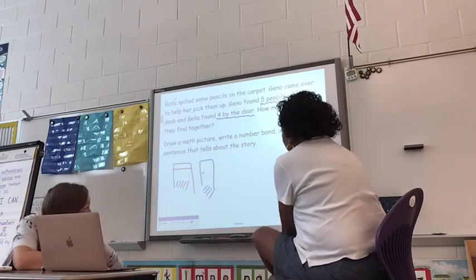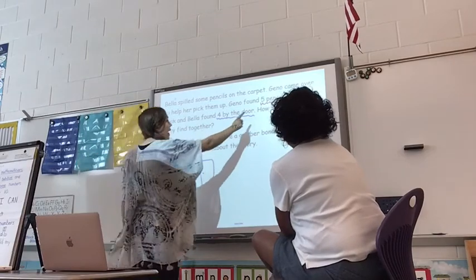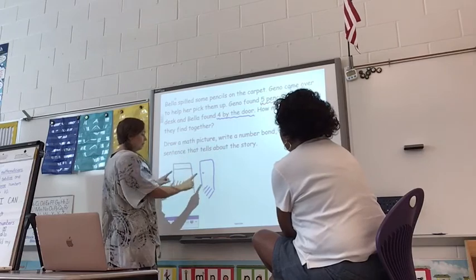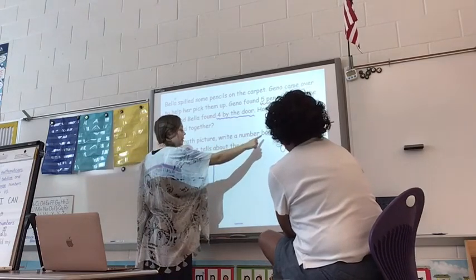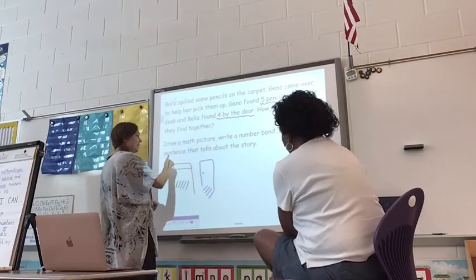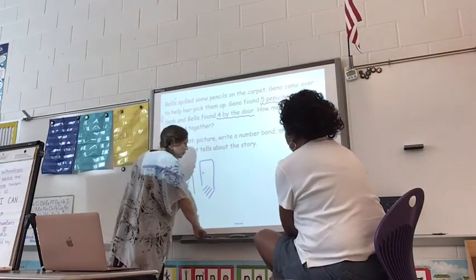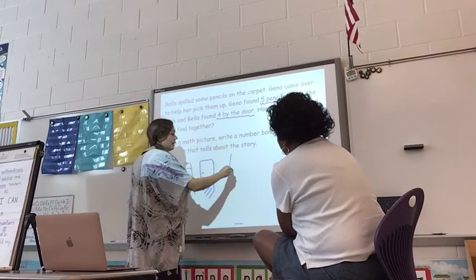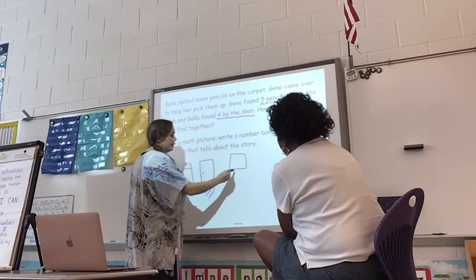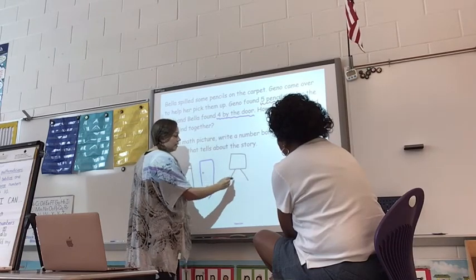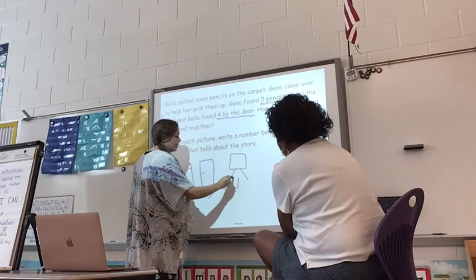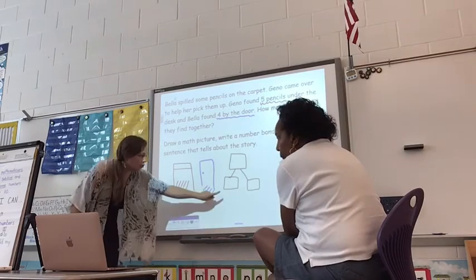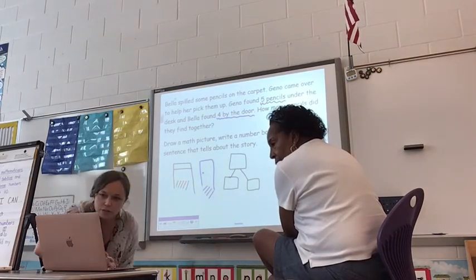Okay, so it wants to know how many pencils did they find together. So draw a math picture, write a number bond, and a sentence that tells about the story. So for this number bond, what you're going to need, okay, is a square that has 2 lines and 2 smaller squares underneath. So I want you to go ahead and try and make a number bond on your paper.